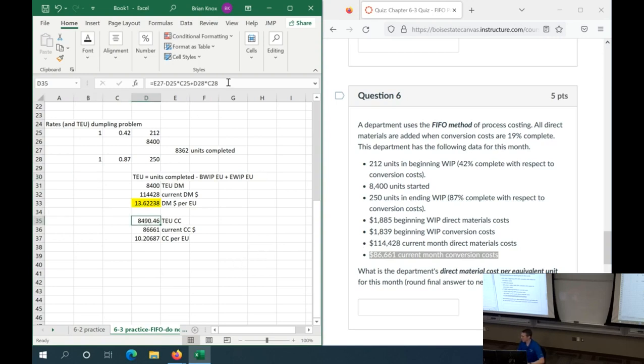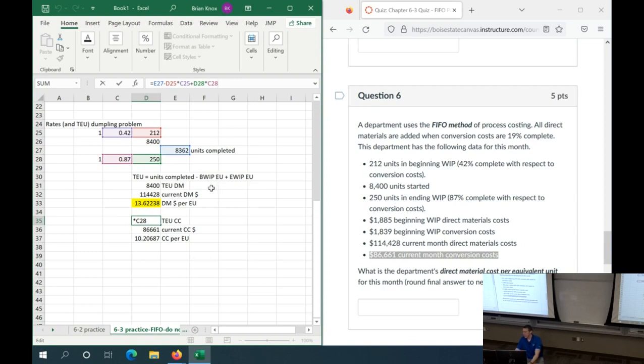Is it right here? Yep. Yeah, no problem. Okay, you're done. Just want to double check for FIFO TEU, it's getting started plus our ending WIP equivalent units minus our beginning. Yep, exactly. I wrote the order differently here, but it's the same mathematically.